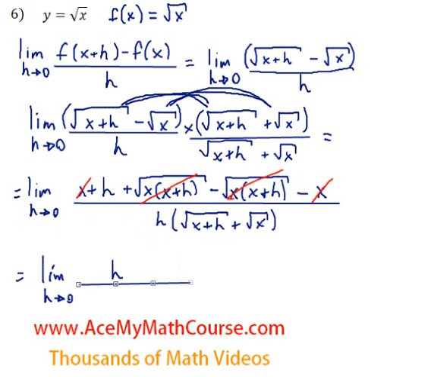just make a nice straight line here. h times the square root of x plus h plus the square root of x. Now the h's cancel out, and we're left with 1 up top. And we can finally plug 0 in for h. Fantastic. So we're going to have 1 over square root of x plus 0 plus the square root of x.